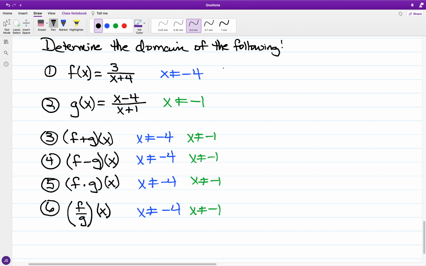Now, for the domains. For f of x, we have only negative 4 excluded. Now for g of x, we have only negative 1 excluded.